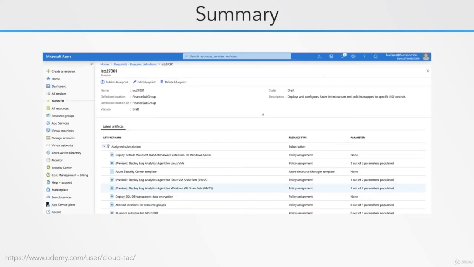Now that we have reviewed the control mapping of the ISO 27001 Shared Services Blueprint, let's now take a look at how to deploy the blueprint sample.